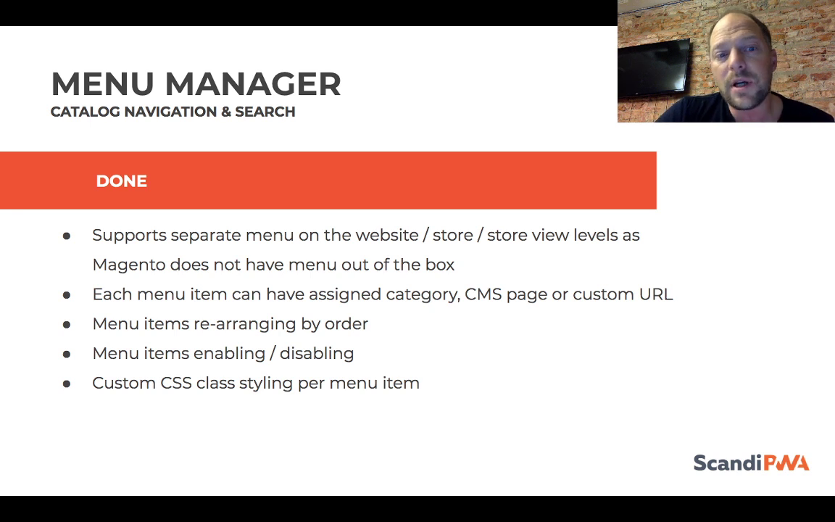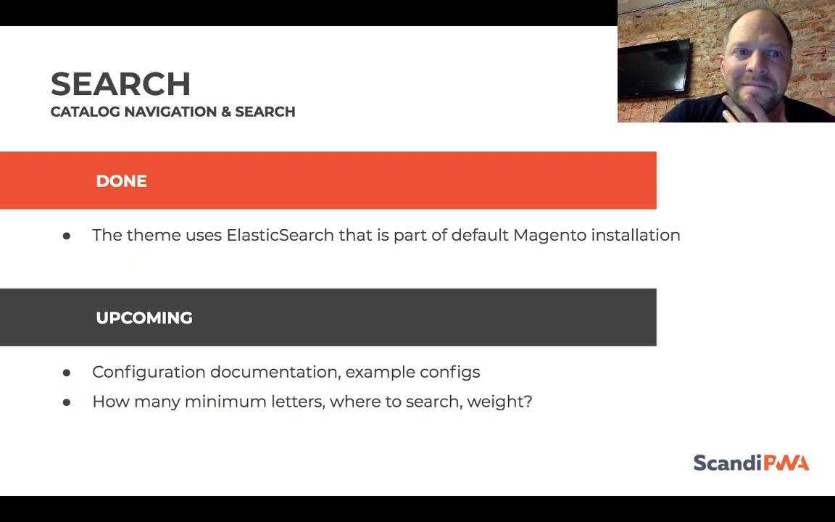Of course, you can rearrange menu items by order and enable or disable menu items so they will be hidden immediately from the storefront. And some menu items need bigger fonts, special fonts, sale, whatever. There is an option to add a custom CSS class per menu item and then render it on the front end.